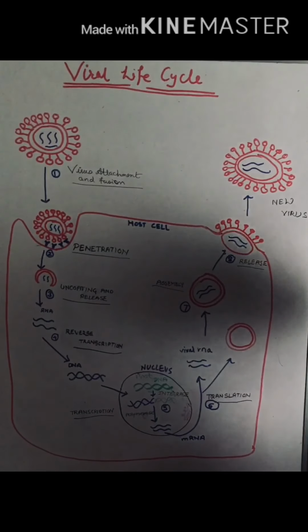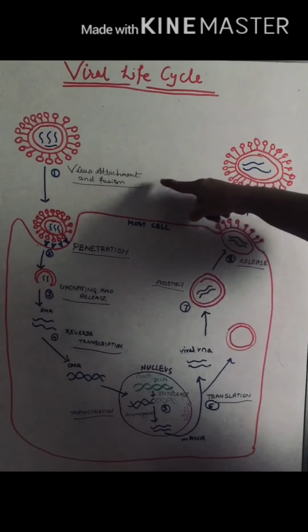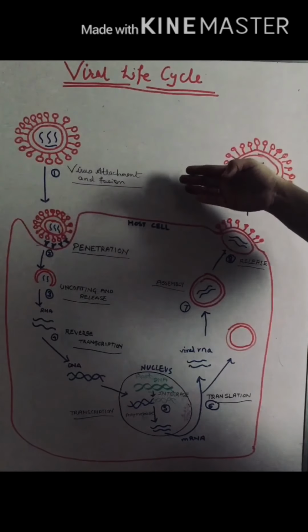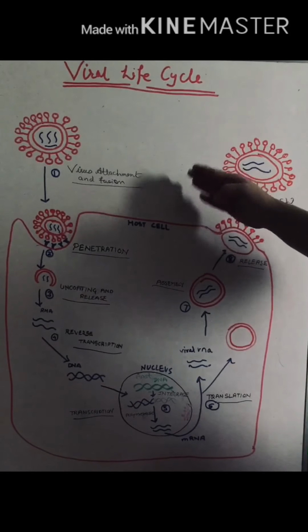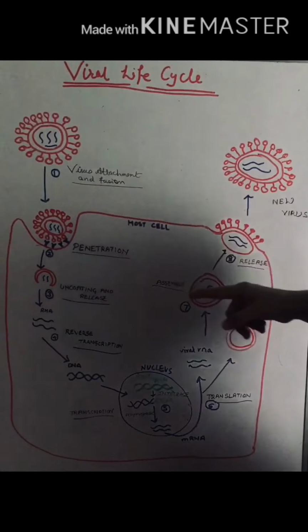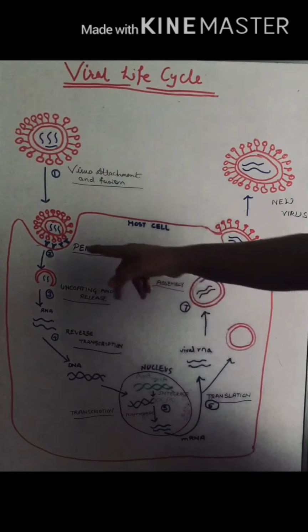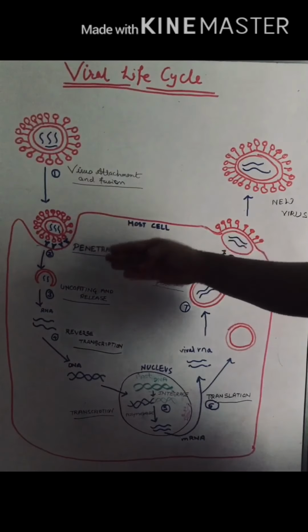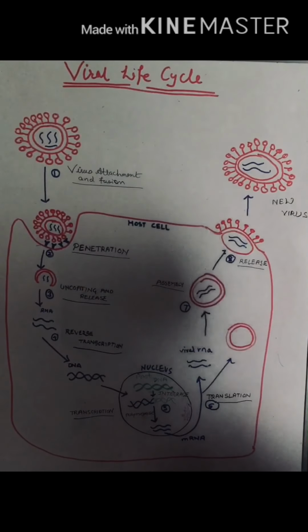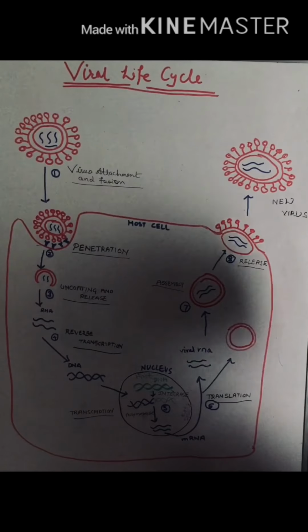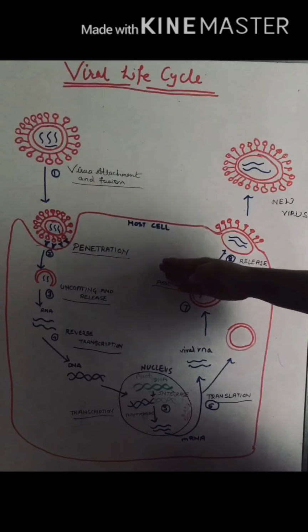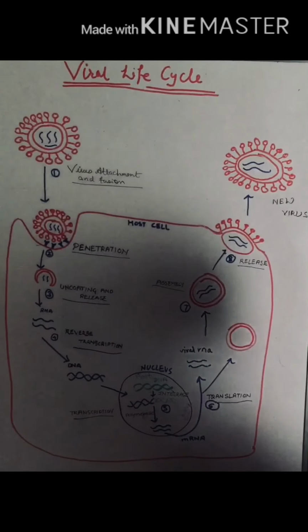The first step of the viral life cycle is virus attachment and fusion. The virus attaches itself to the specific receptors which are present on the cell membrane, and then it tries to fuse with it, and through endocytosis it enters the cell. That is the second step. It penetrates into the cell.